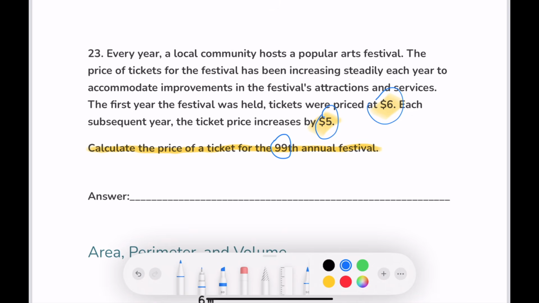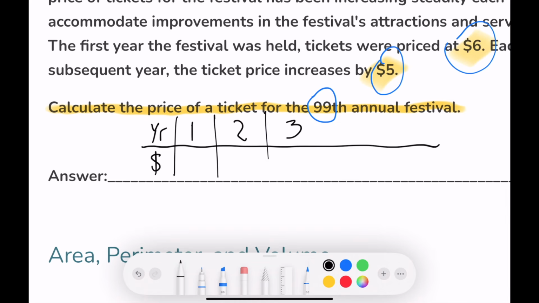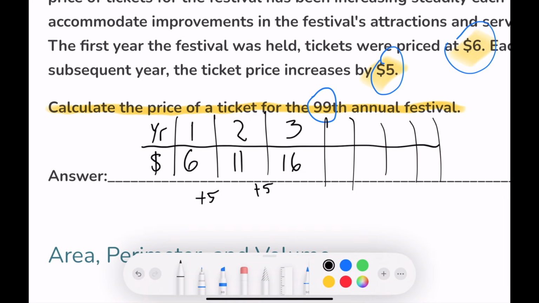If this was just, like, year 3, then I would probably create some type of table with year and price, and I would say year 1, year 2, year 3. In year 1, it was $6. Every subsequent year, it's $5 more, so that would be $11. 11 plus 5 is 16. However, I don't want to, and you just will not be able to do that on your ParaPro exam.